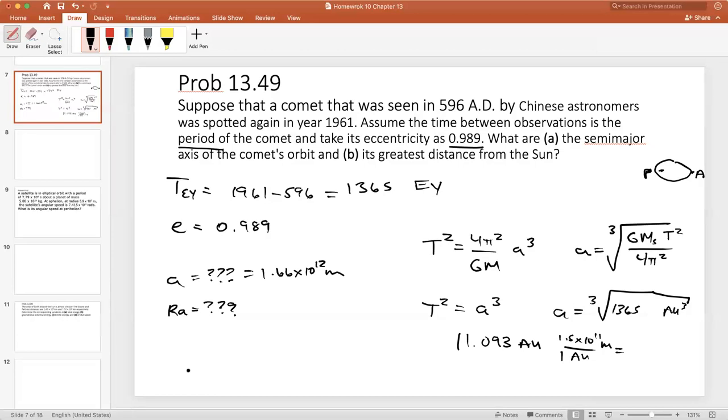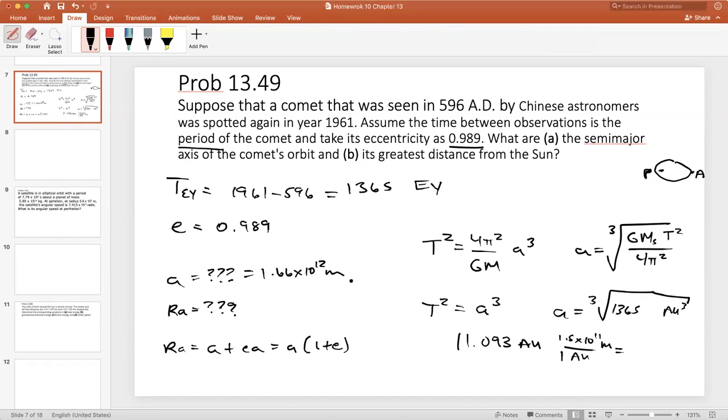Then, in order to find RA, I know A and I know E, and RA, if we go back and look, is A plus EA. And therefore, this is A times 1 plus E, and 1 plus E is 1.989. So this is about 2 times that, which is somewhere around 3.2 times 10 to the 12th. Not too hard to do.